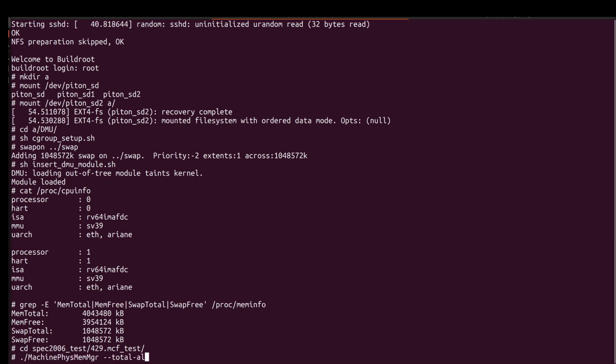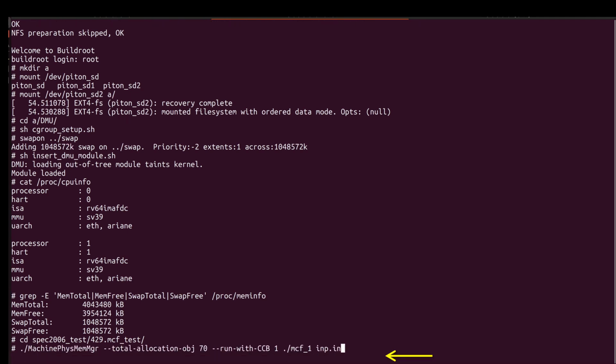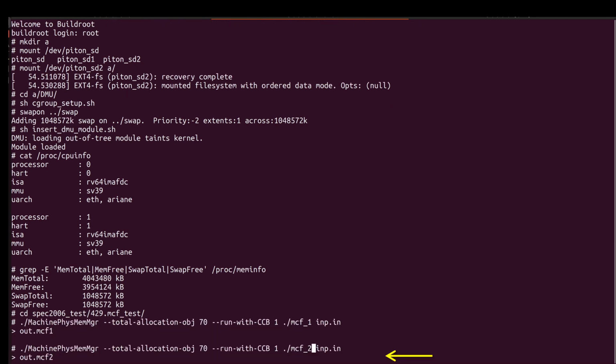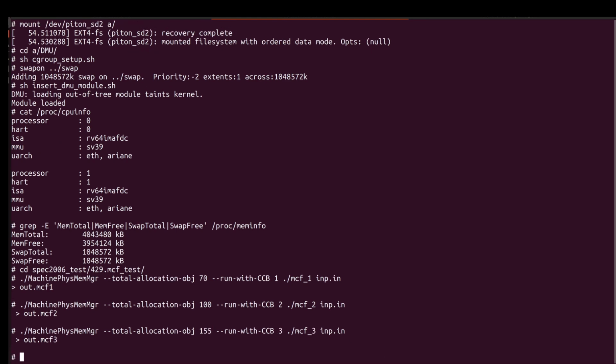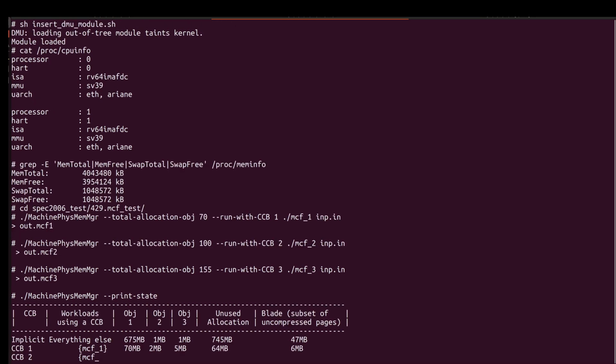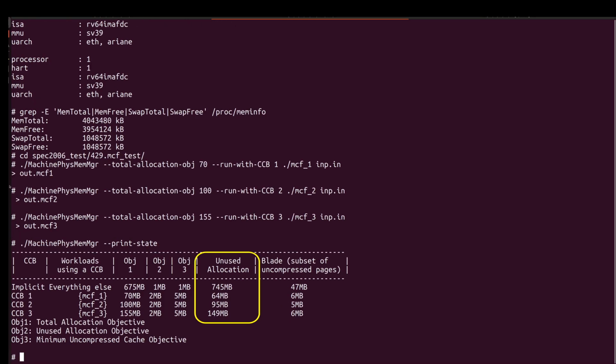Next, we use the manager to allocate machine physical memory to the jobs by specifying the total allocation objective for each job to DMU. We run 3 jobs. Each job is an identical instance of MCF running under its own control blocks. We allocate 70 megabytes, 100 megabytes, and 155 megabytes of machine physical memory to each control block, respectively. The jobs have just started running, so most of their allocated memory is not being used at the moment.